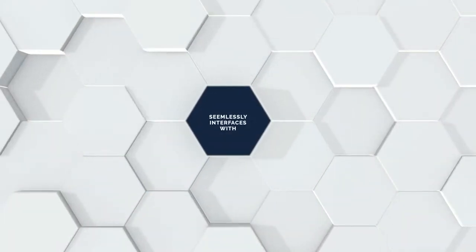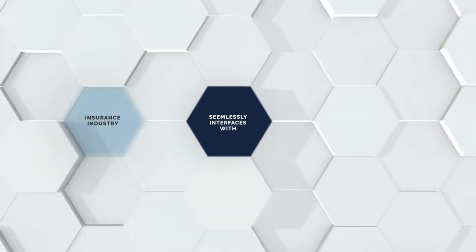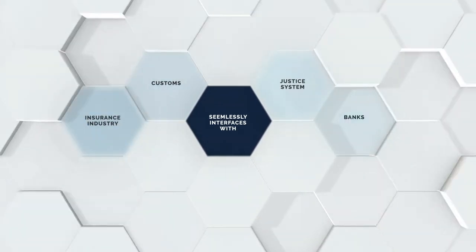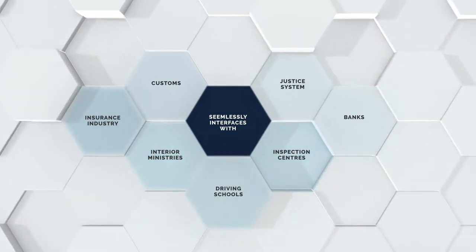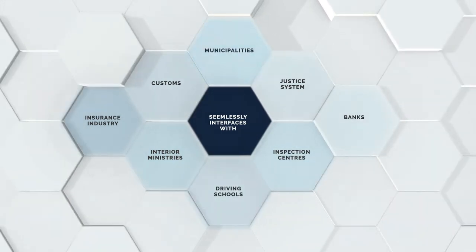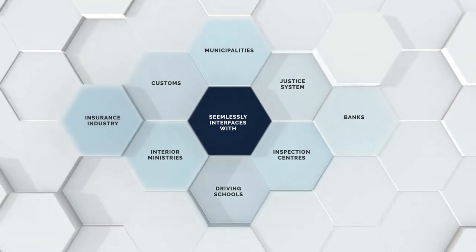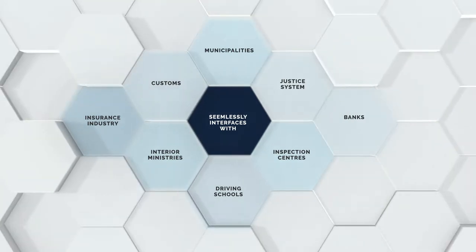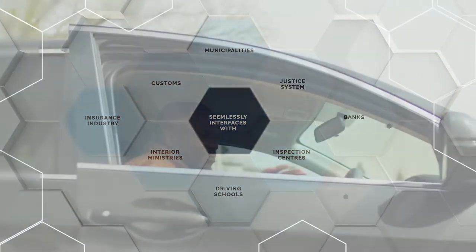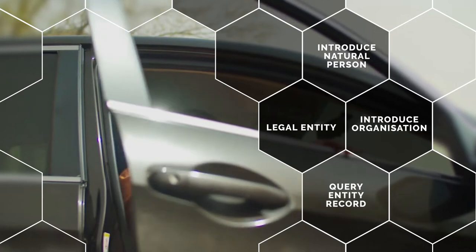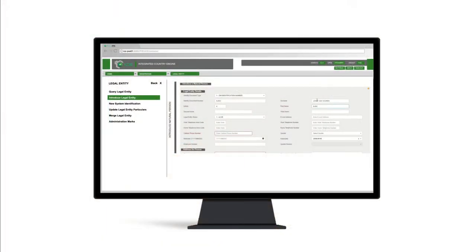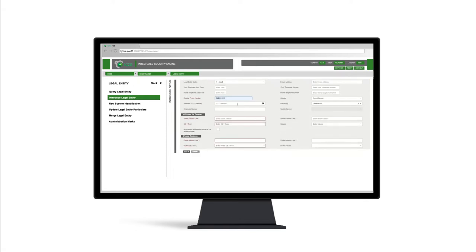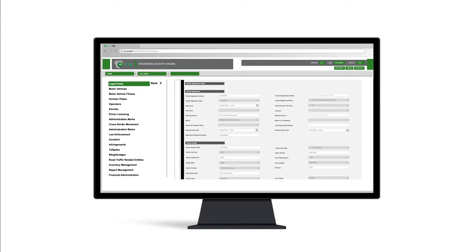It also seamlessly interfaces with external systems like the insurance industry, banks, customs, justice system, interior ministries, inspection centers, driving schools, municipalities, and other stakeholders. There are many module services and functions available within ITIS. By creating a single account containing all the information in respect of a person, business, operators, vehicles, licenses, insurance, infringements, road accidents, and much more, it gives a comprehensive bird's eye view of all entities at national and regional level.